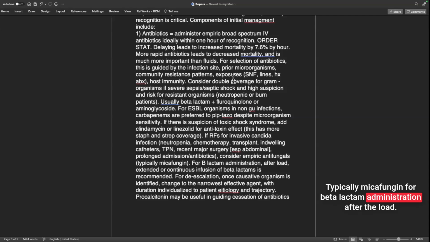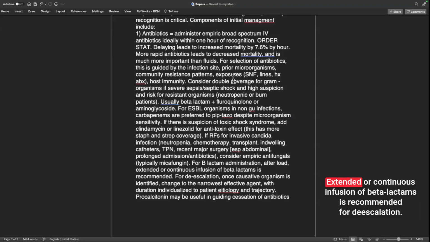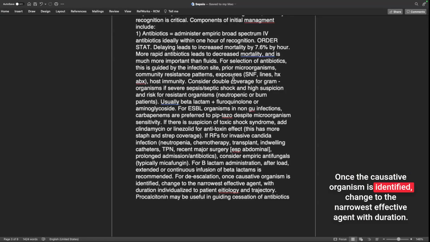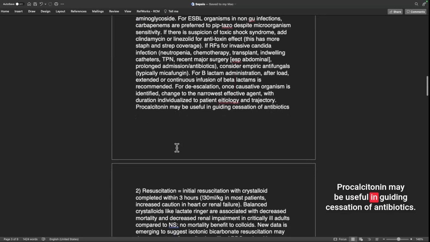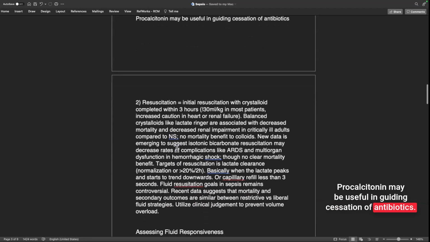For beta-lactam administration after the load, extended or continuous infusion of beta-lactams is recommended. For de-escalation, once the causative organism is identified, change to the narrowest effective agent, with duration individualized to the patient etiology and trajectory. Procalcitonin may be useful in guiding cessation of antibiotics.